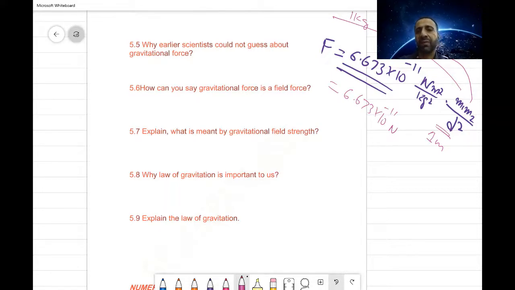Gravitational force is a field force because it does not require any physical contact between objects, right? It acts at a distance. So this is done, and most probably we don't need to explain it further.